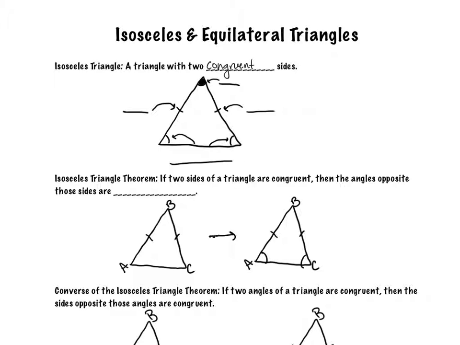So two congruent sides in an isosceles triangle. We call those congruent sides the legs. The angles that are opposite those legs, remember, opposite means if I draw a line from the other side, so those are the opposite angles. Those are my base angles.